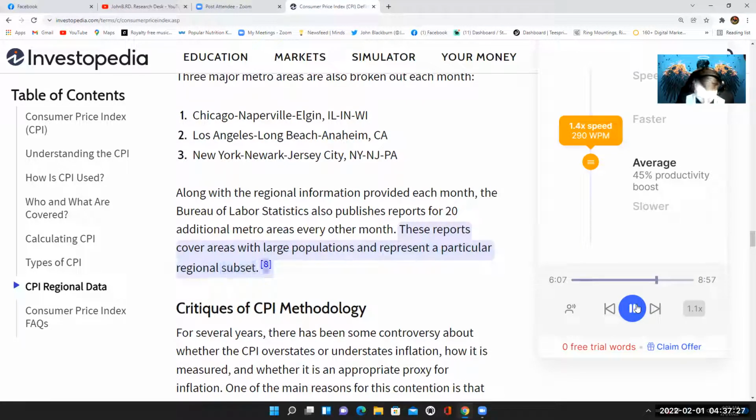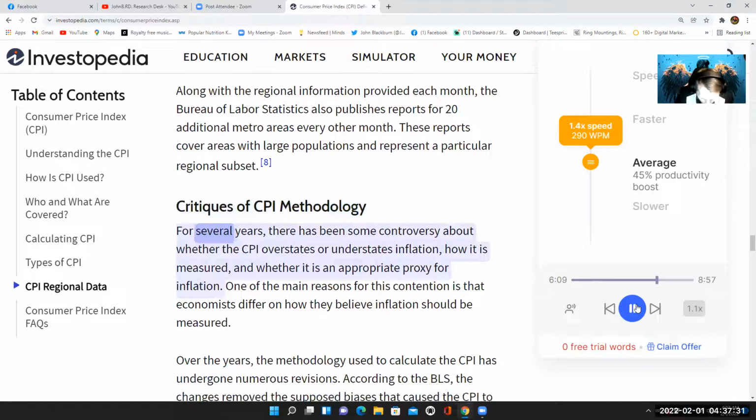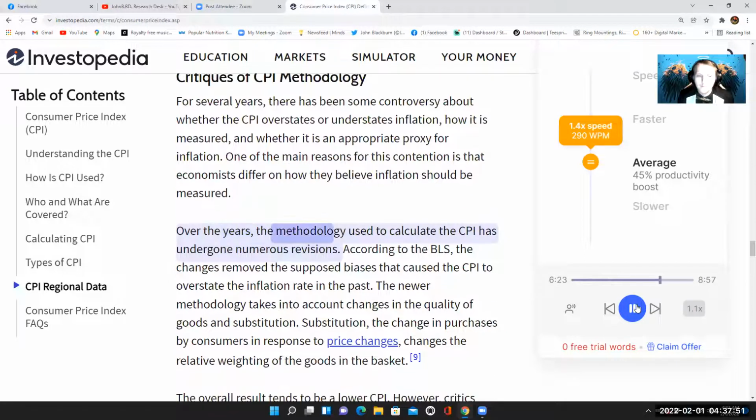Point 8. Critiques of CPI methodology. For several years, there has been some controversy about whether the CPI overstates or understates inflation, how it is measured, and whether it is an appropriate proxy for inflation. One of the main reasons for this contention is that economists differ on how they believe inflation should be measured. Over the years, the methodology used to calculate the CPI has undergone numerous revisions.